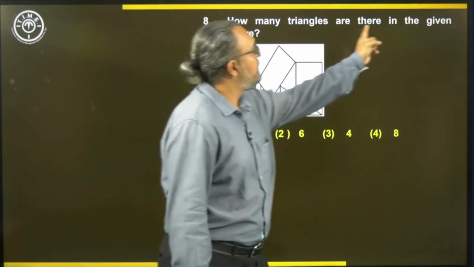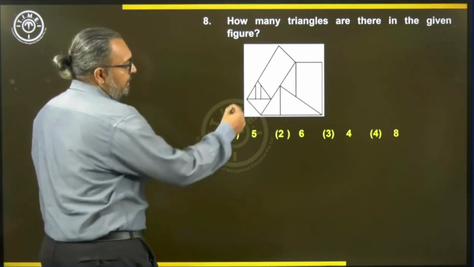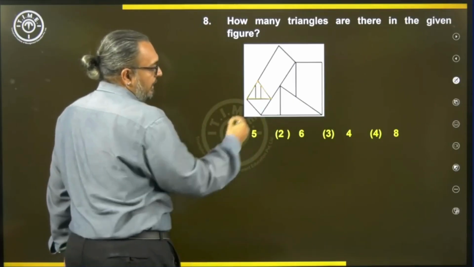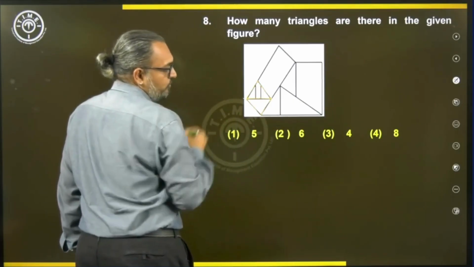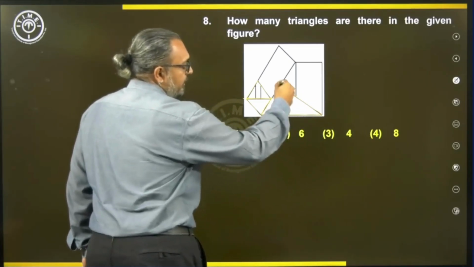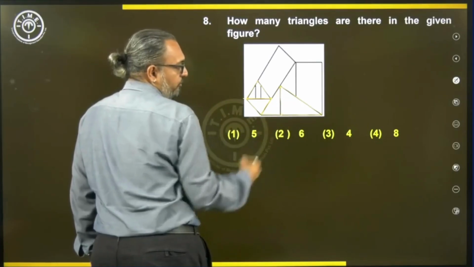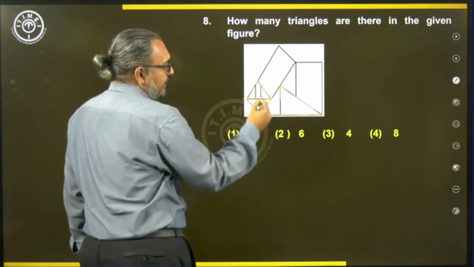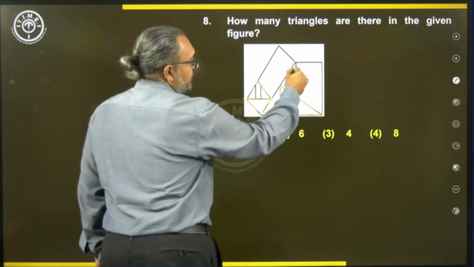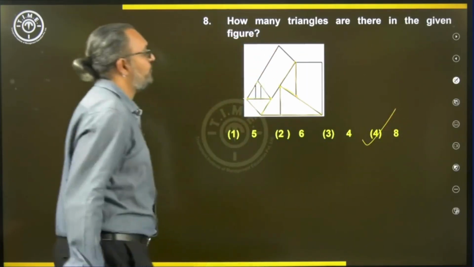Then, how many triangles are there in the given figure? So let's see this. Now check here, you have this one triangle here, correct? Then at the bottom you have 2, and then here you have 3, correct? Then you have 4, 5, and then 6, 7, correct? And then you also have this. So total there are 8. So choice 4.